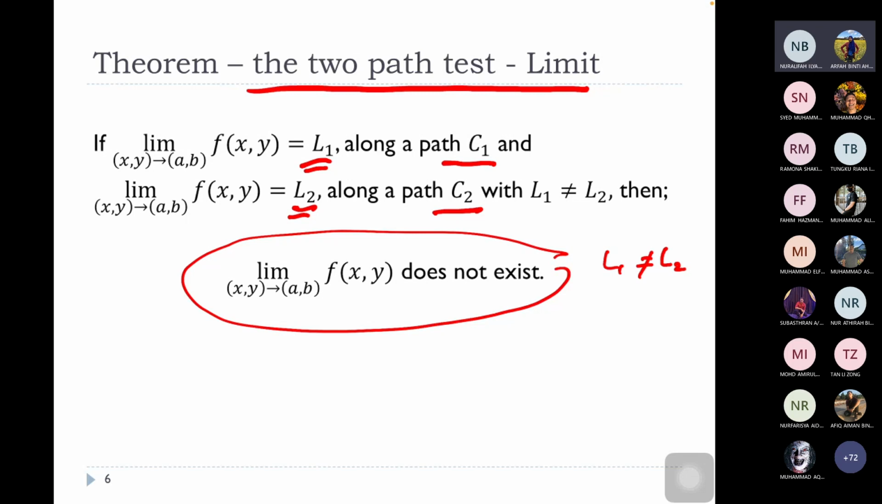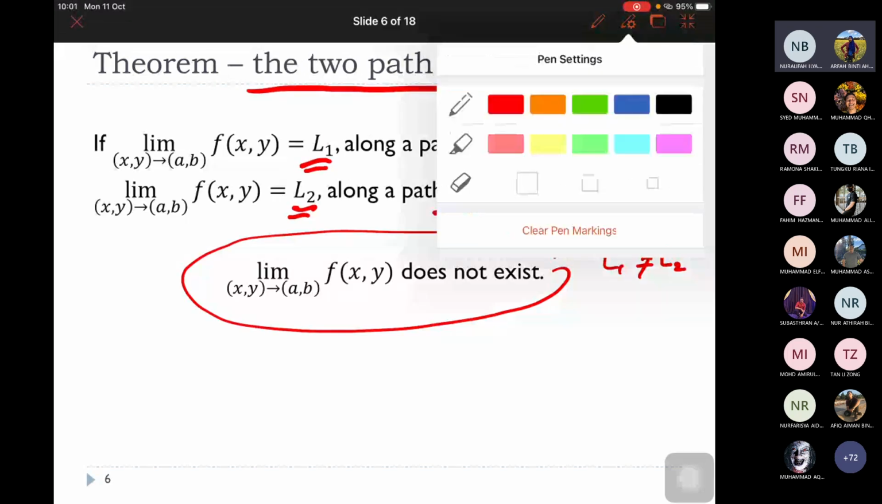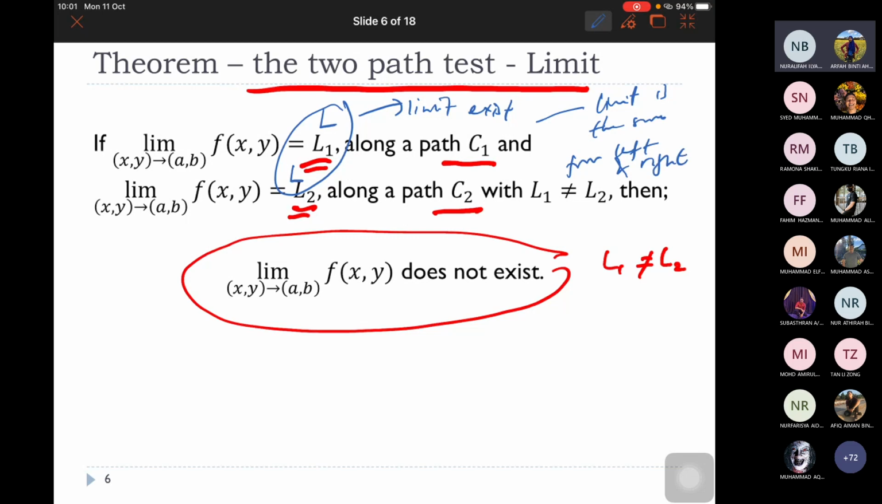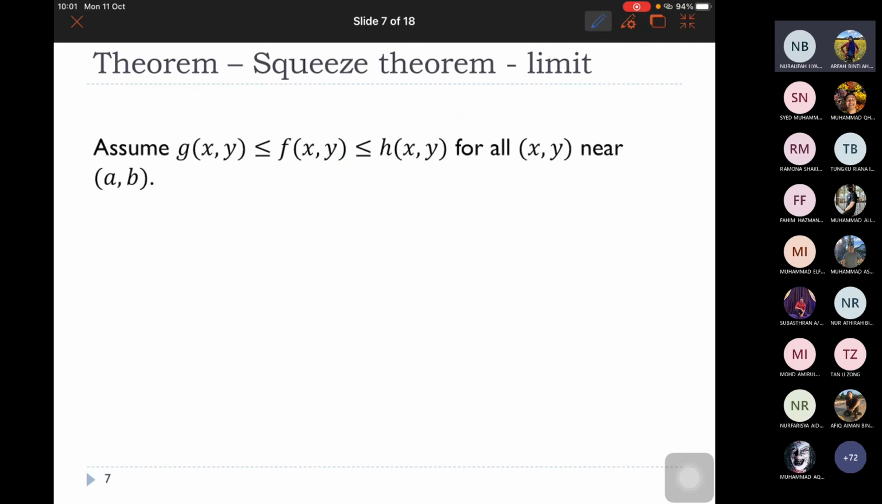If approaching from path C1 gives L, and approaching from C2 also gives L, then we can say the limit exists. It is like the earlier condition, where the limit is the same from the left side and the right side of the function. Okay, that's the reason how to define whether the limit exists or not.